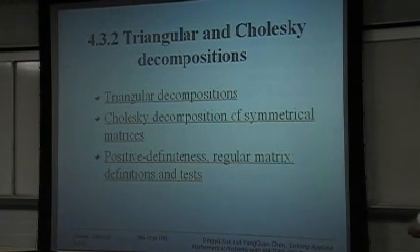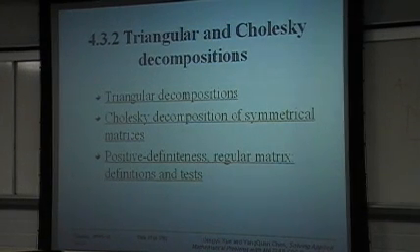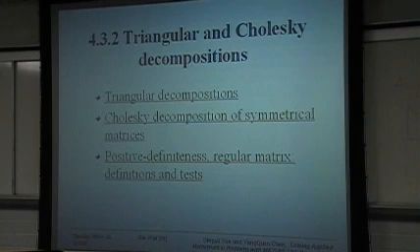LU decomposition, which means that we have a lower triangular matrix and an upper triangular matrix. We can decompose the original matrix A into the product of two triangular matrices. One is lower triangular, the other one is upper triangular. So we can decompose a matrix into the product of two matrices, and this is called triangular decomposition.